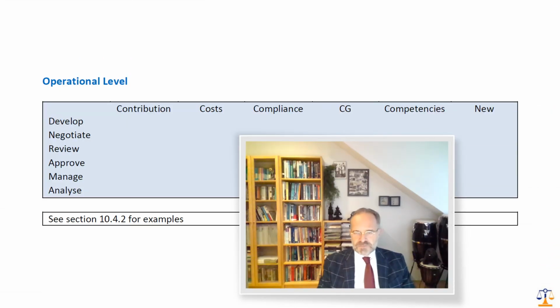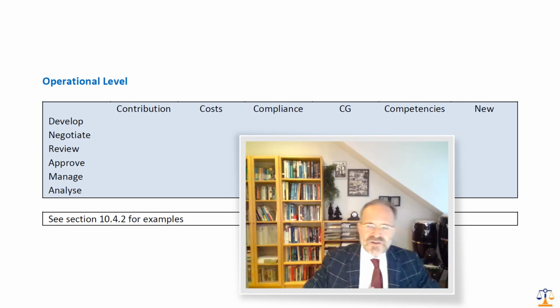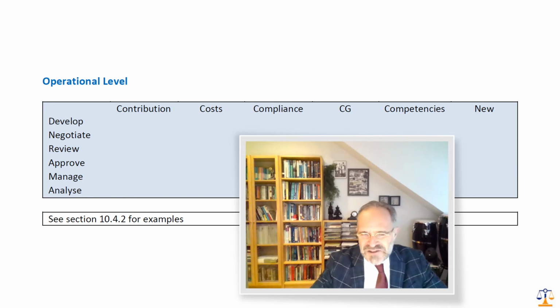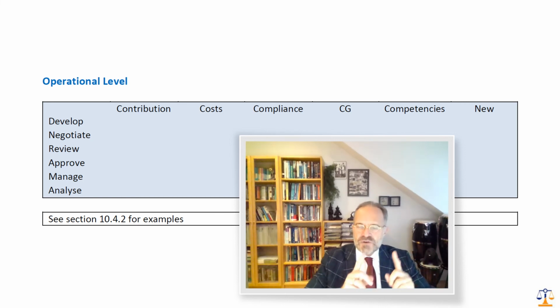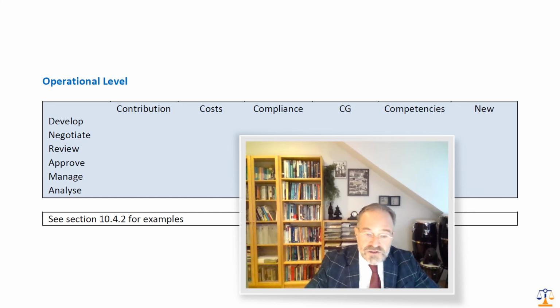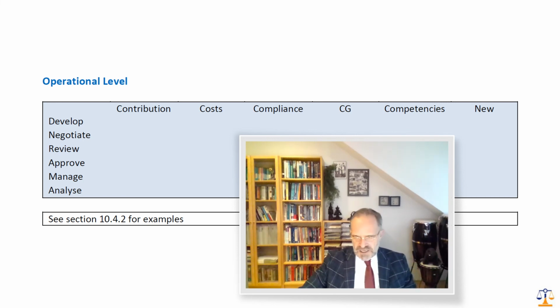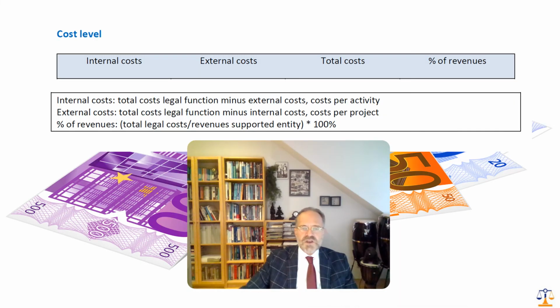At the operational level, we can do the same, but here we look at contribution, cost, compliance, corporate governance and competencies as well. And here, of course, the question is, what do you actually want legal to do? How do you translate the objectives which you conceptualized on the previous 2 slides into actions legal must implement, into things they must do? And in the textbook you will find an example in section 10.4.2. All this translates into cost.